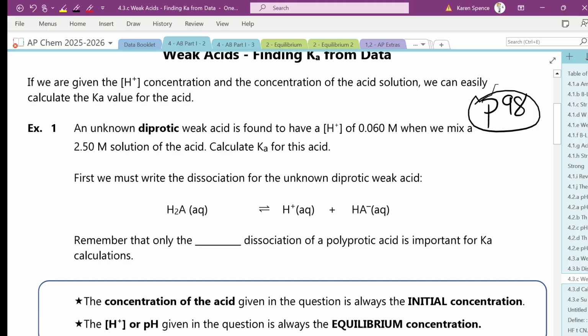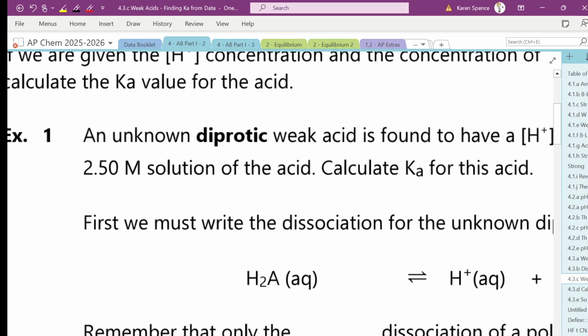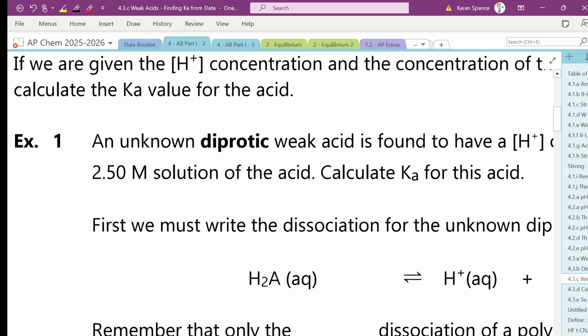So we have an unknown weak diprotic acid, so you cannot find it on your table of acids. You might be given an acid that is not on the table of acids that has a name, and you'll be looking for it, and you'll be like, where is its Ka value? I cannot find it on here, and it's not there because you are to find its Ka using calculations. Does that make sense? Okay.